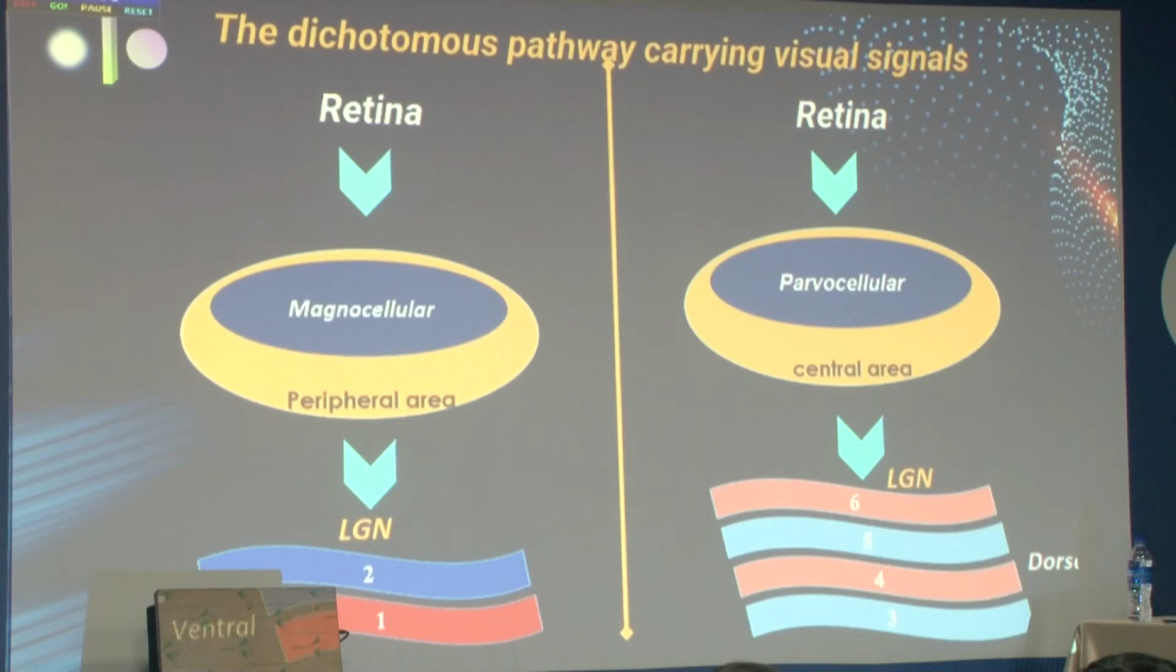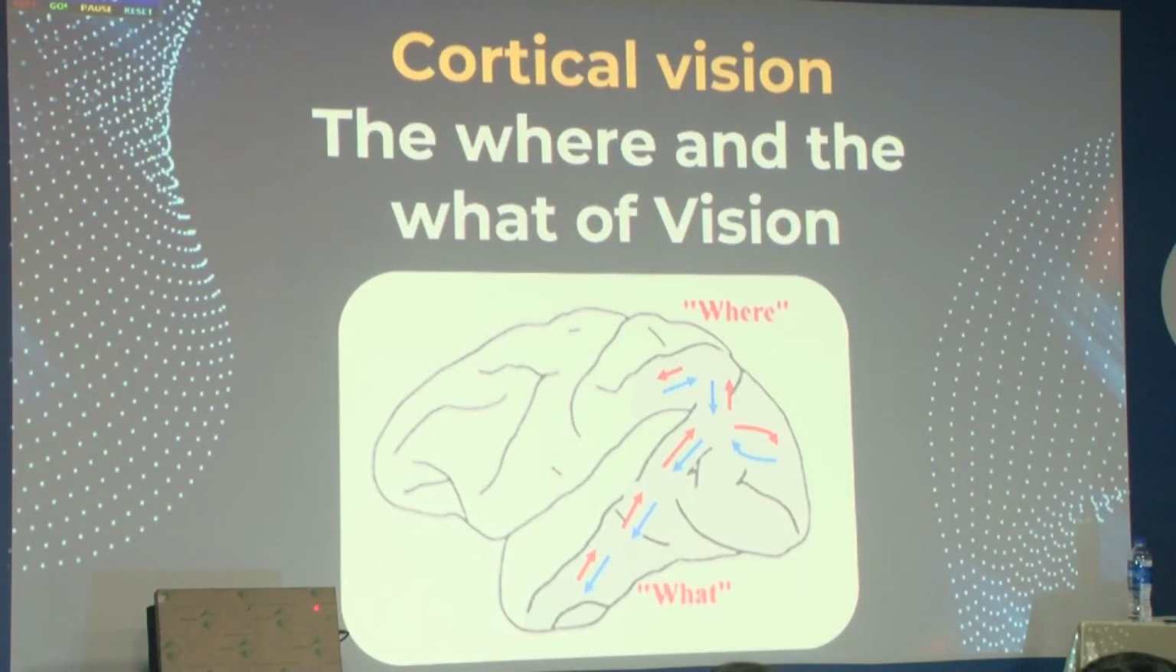Magnocellular and parvocellular cells: magnocellular cells are in the periphery with lesser representation in the LGB, and parvocellular cells are in the center with greater representation. The impulses from the central and peripheral retina all finally reach V1. V1 is the lowest center. It does not have any analyzing capacity.